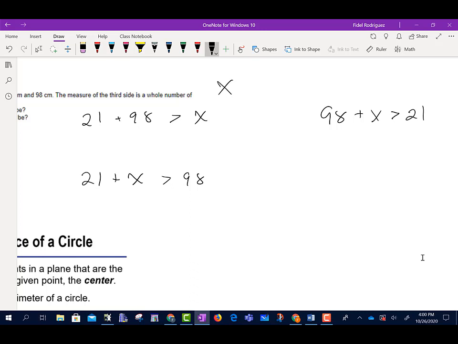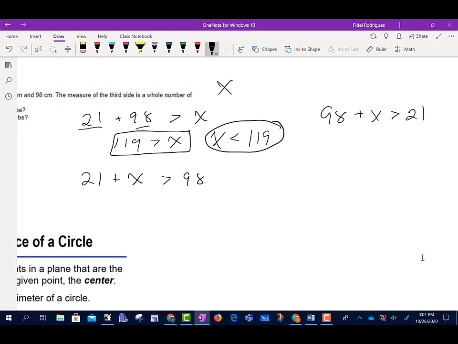The way I solve an inequality is the same way I solve an equation. I'm just trying to get the x by itself. So when I take these two numbers and add them together, that's 119. So 119 is greater than x. This is saying the same thing, that x is smaller than 119. Here I'm going to subtract 21 from both sides. And this is telling me that x is bigger than, if I subtract here, 98 minus 21 is 77. So x has to be bigger than 77.